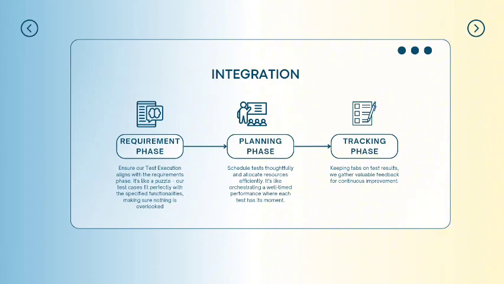Let's unravel how test execution seamlessly connects with other key phases in Application Lifecycle Management, or ALM. First up, we ensure our test execution aligns with the requirement phase. It's like a puzzle. Our test cases fit perfectly with the specified functionalities, making sure nothing is overlooked.